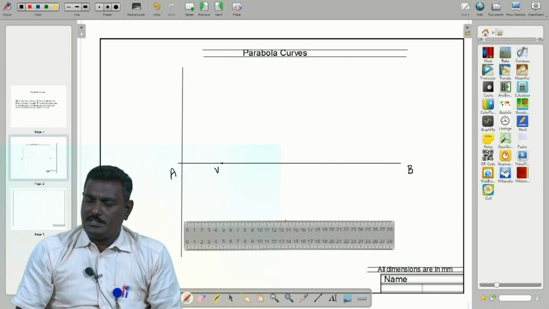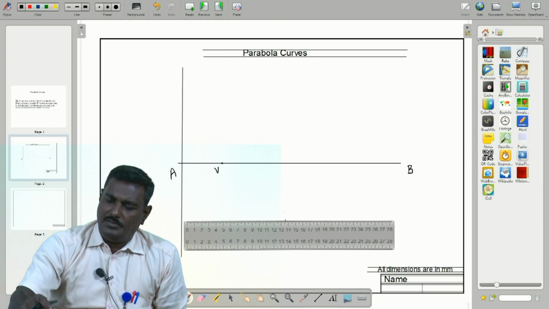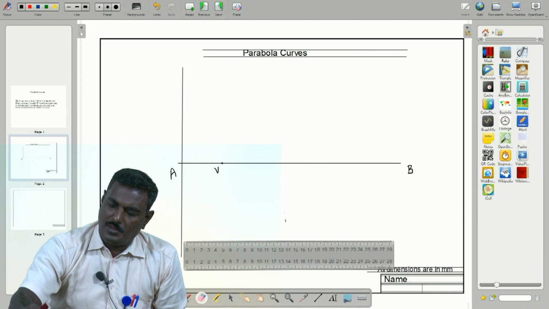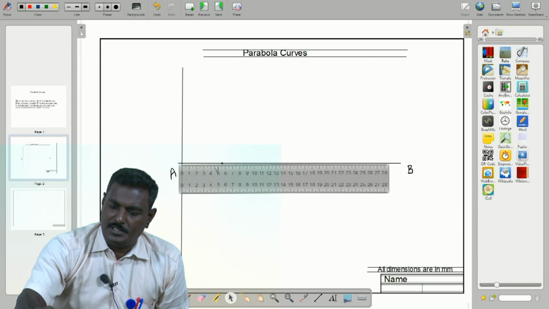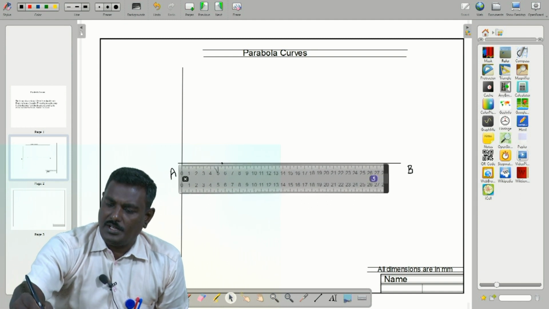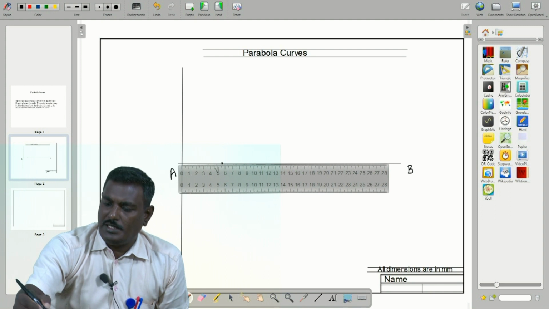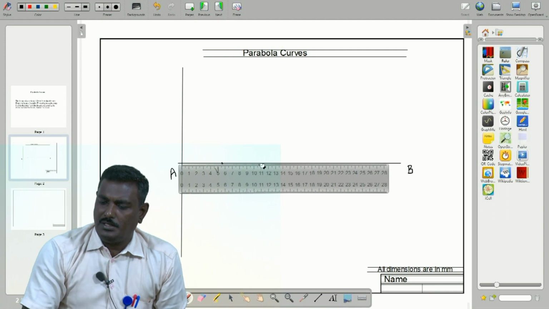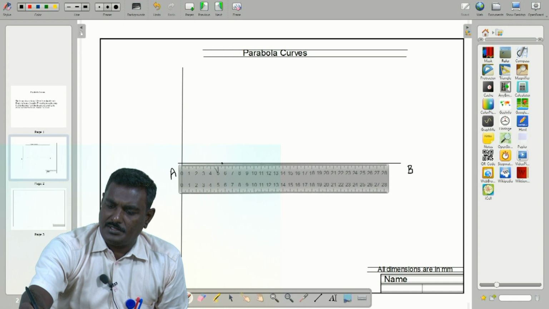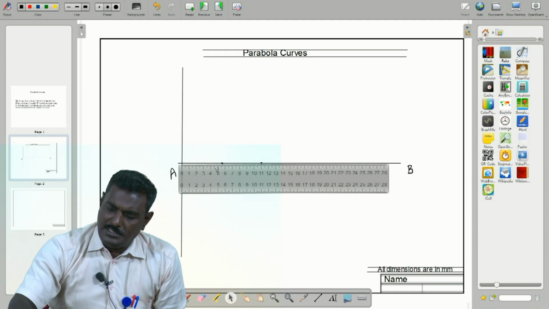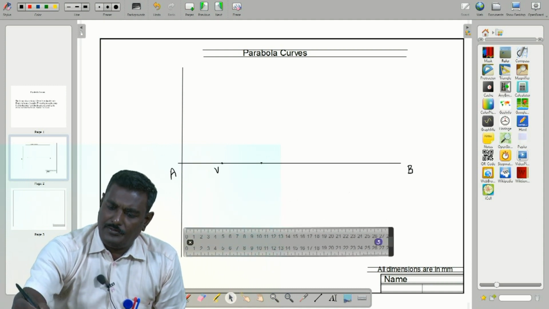So what about the focus? 110. We have to mark the point at 110 also. Mark the distance from here, 110, that is 11 centimeters. 110 mm, that is 11 centimeters. We have to mark it. So that point is the focus, F.